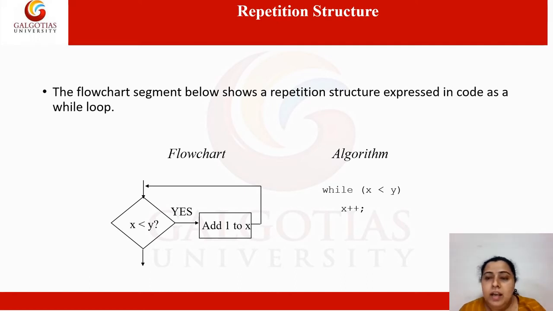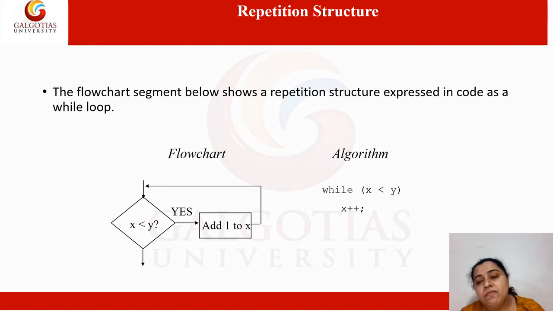Now x plus plus, so x will become, after 2 it becomes 3, then it will become 4, then it will become 5. Now x is not less than y, so it will not enter the loop.